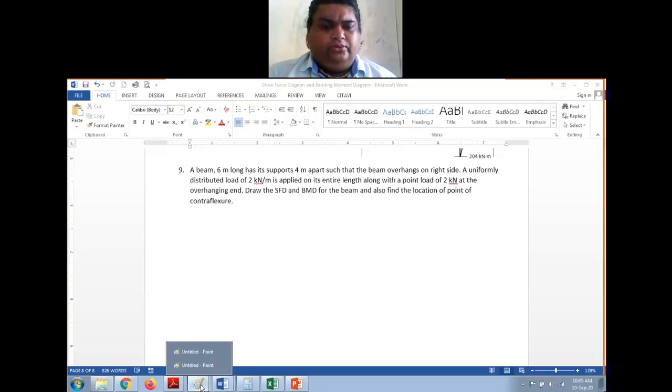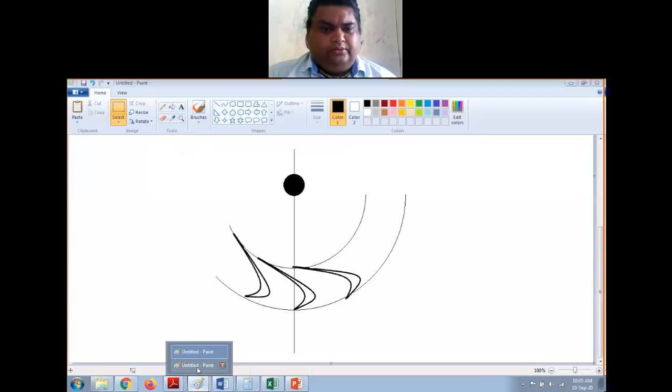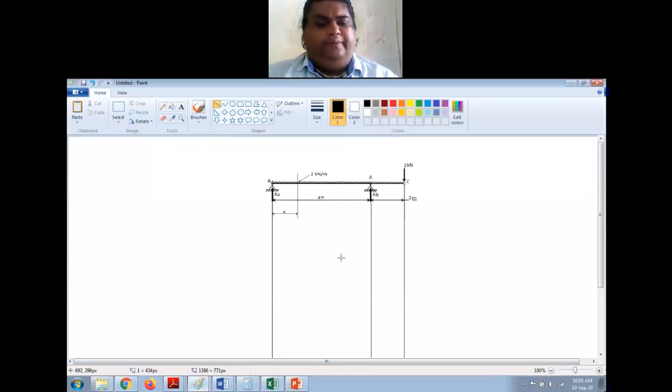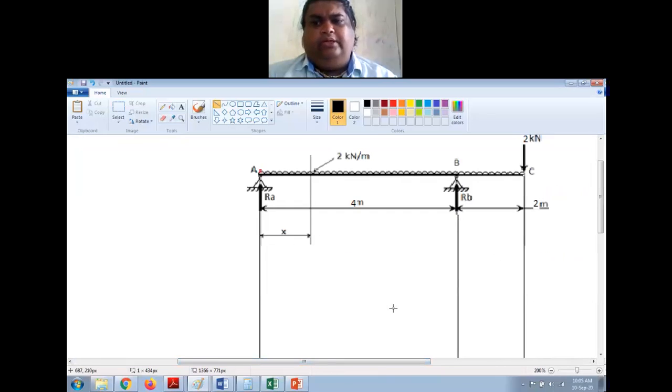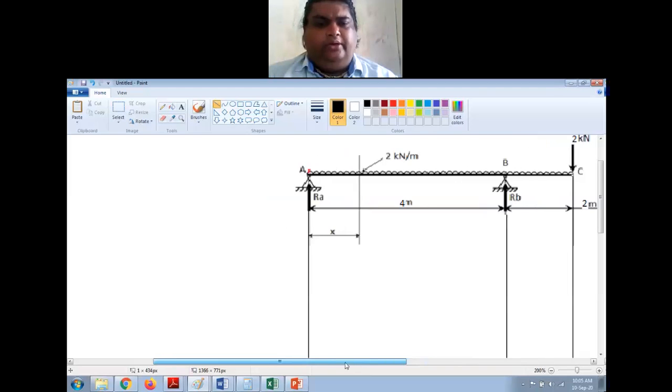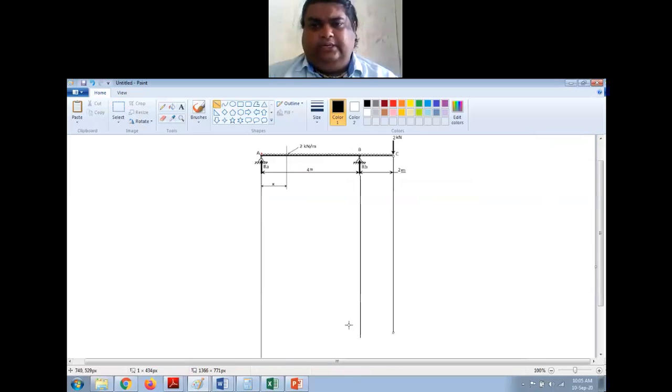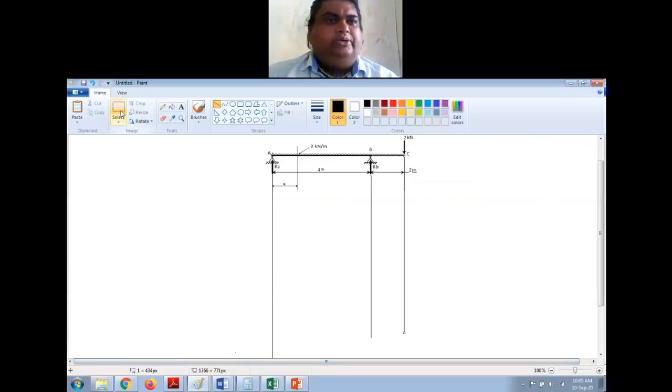Okay, so this is my beam. This is very much similar to what we had drawn yesterday. Only some dimensions are different. This is 4 meter and this is 2 meter. Total length of beam is 6 meter. The value of UDL is 2 kilonewton per meter and the point load at the overhanging end is 2 kilonewton. Okay. With this data, let us start solving the numerical.